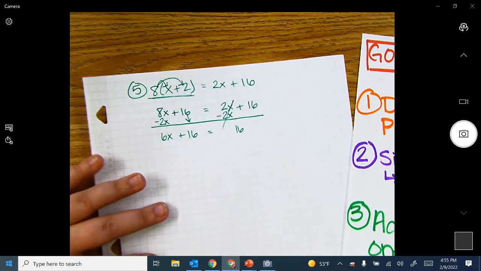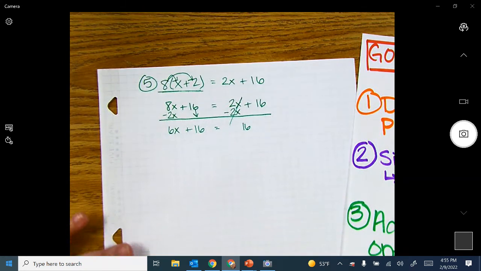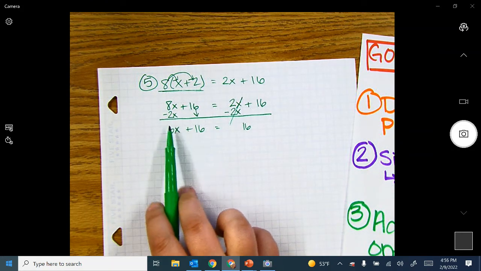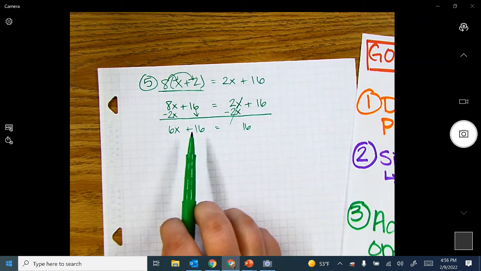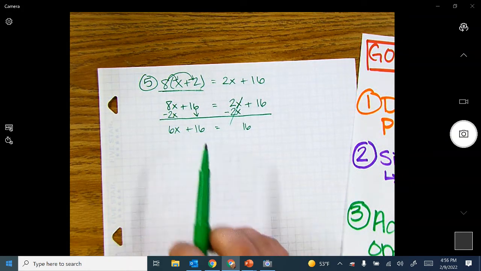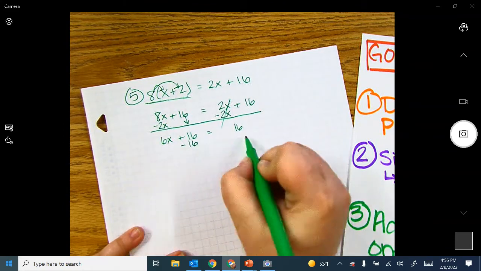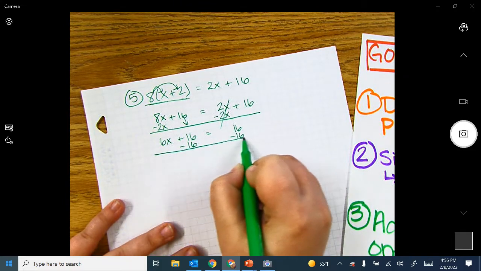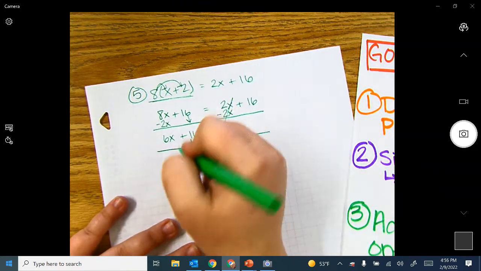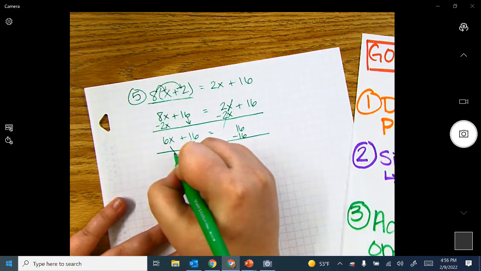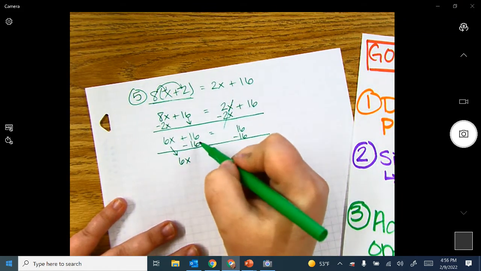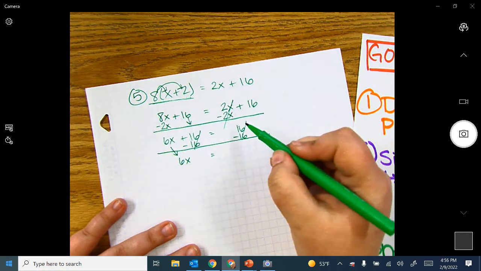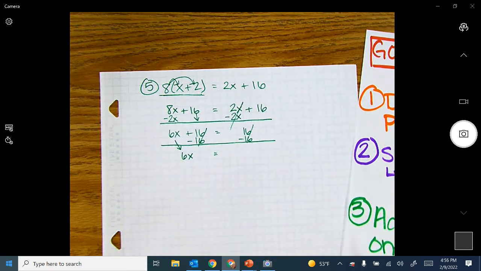All right, so my next step, now that I have all of my x's over on one side, is to get rid of the ones that are sharing that same side, right? I just want x's over here. So I'm going to do the opposite. In this case, it is being added. So I'm going to subtract or take away 16 from both sides. And again, this is just simple matching sets. Okay, so now I have 6x on the left. These have gone away. And these have gone away. So if I have 16 and I take 16 away, there's nothing left.